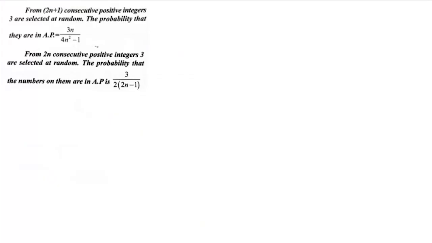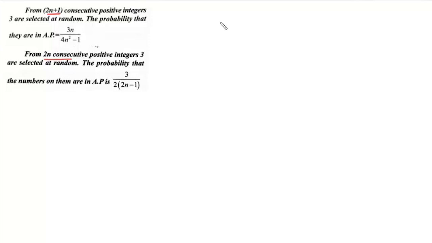Now here the question is: from 2n plus 1 consecutive positive integers, 3 are selected at random. The probability that they are in AP is 3n upon 4n square minus 1. And from 2n consecutive positive integers, 3 are selected at random. The probability that the numbers are in AP is 3 upon 2 into 2n minus 1.